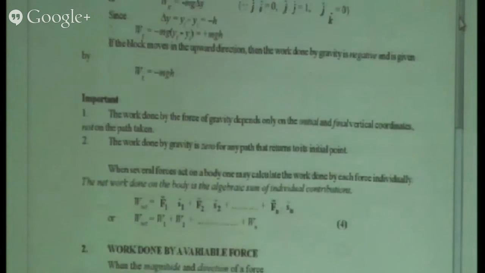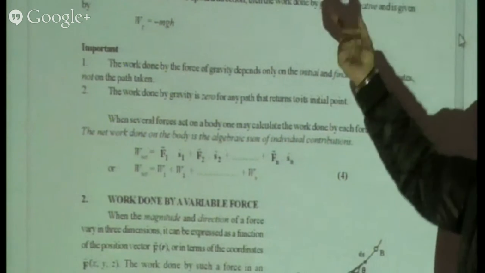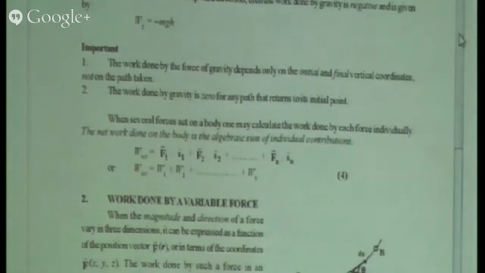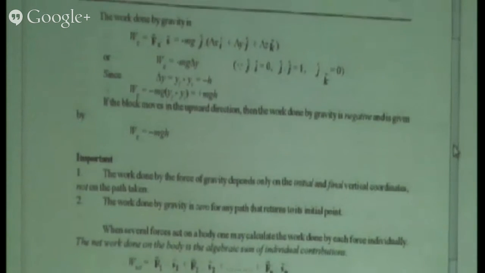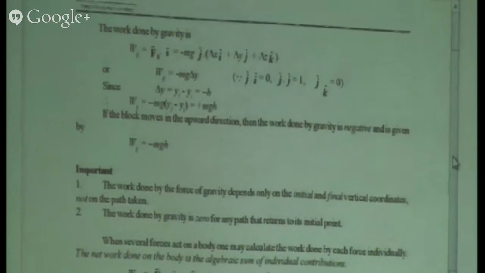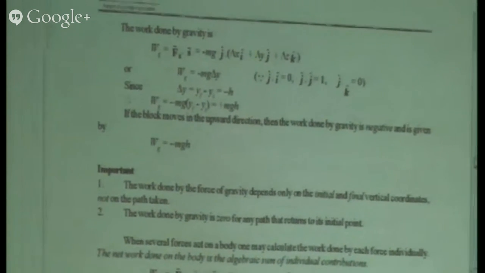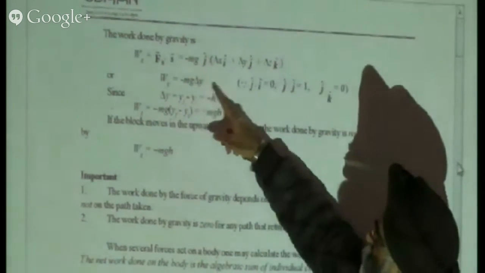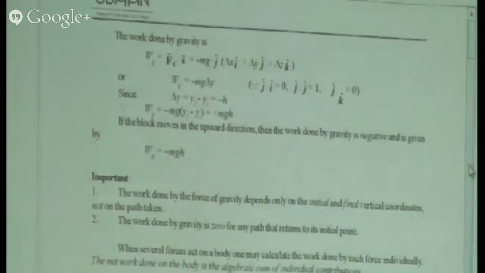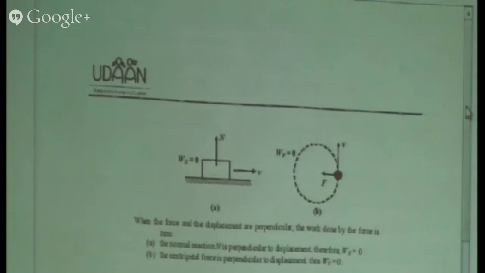Then of course the work done will be F_g dot s, that is minus mg dot the displacement. Now the dot product between j and j is 1, but j and i is 0, and j and k is 0. So the work will be done only by giving a displacement to the block in the j direction. So it will be minus mg delta y. Now what is delta y? Delta y is the change in the position.